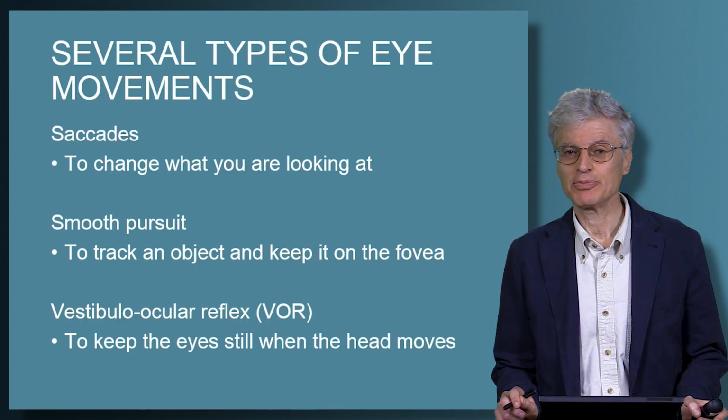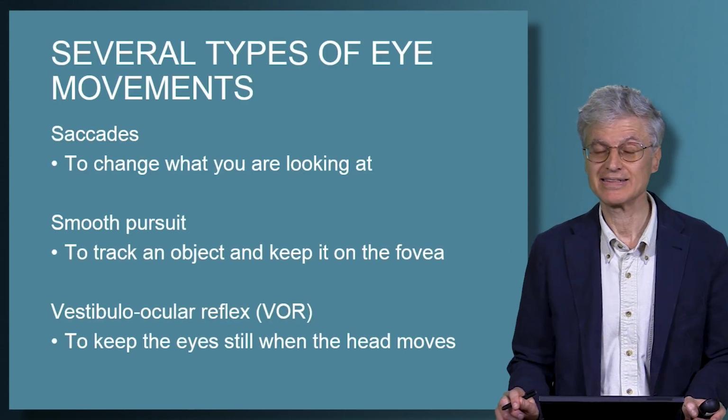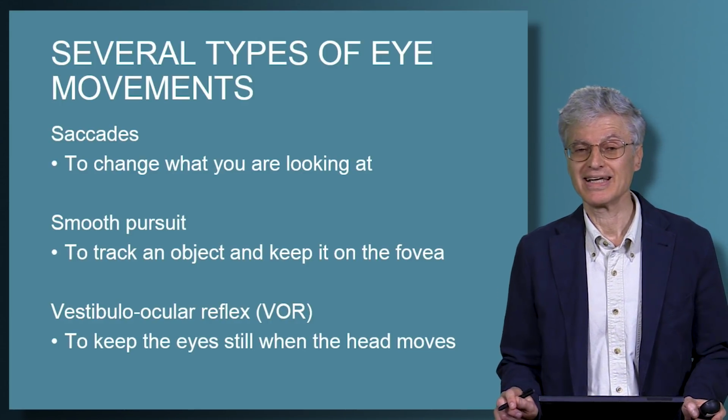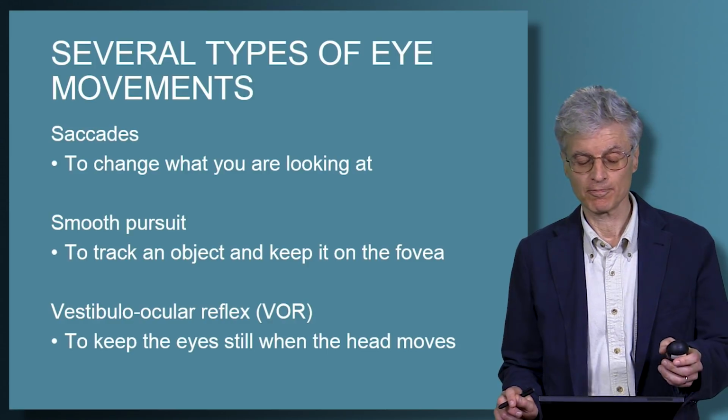There are a number of types of eye movements, and we will mention several here. One is saccades, which are those quick eye movements that change what you're looking at, that move the eyes from one point to another. Smooth pursuit, to track an object and keep it on the fovea. And the vestibulo-ocular reflex, to keep the eyes still when the head moves. You will hear about that in the vestibular system module. All of these eye movements are conjugate. The eyes move together in sync.